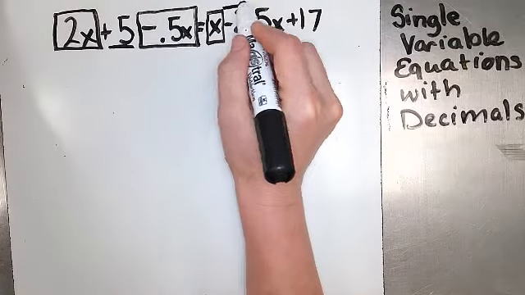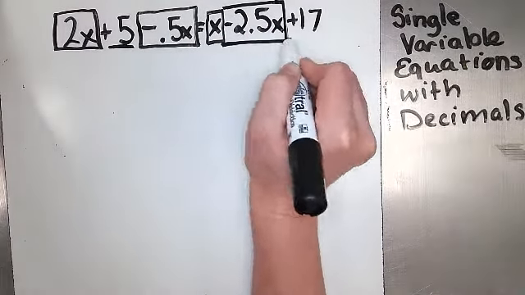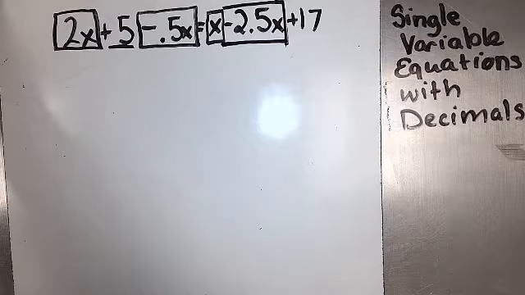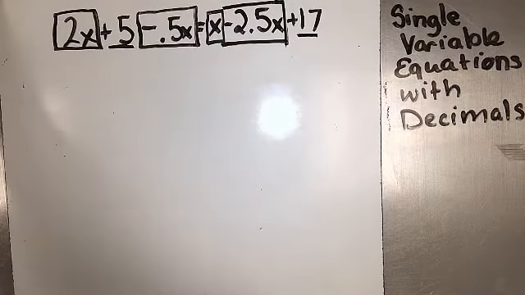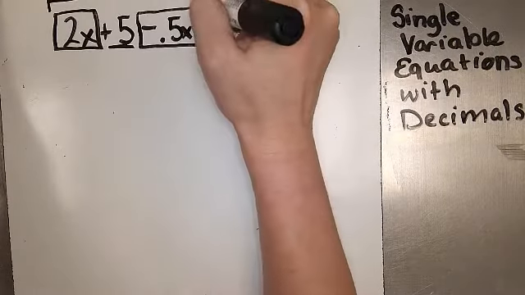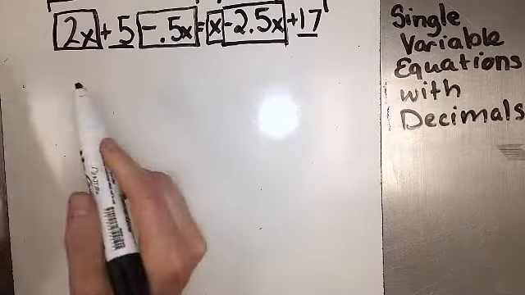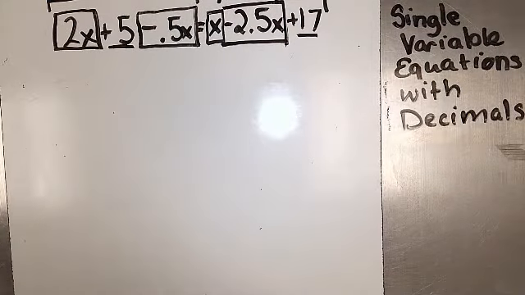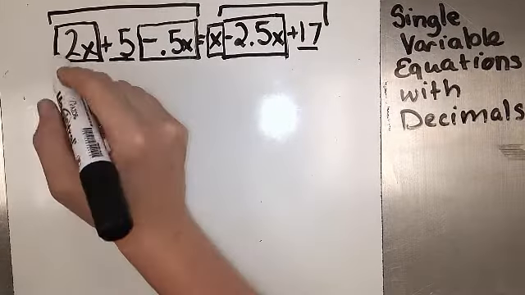Okay, now my second variable term on this side is negative 2.5x. So I'm going to put a box around that. And I have one constant term on this side. So now that I've identified my different terms, my variable terms and my constant terms, I'm going to take each expression. This is one expression. This is the second expression. So the one on the left side, and work with it first. Never do both expressions at the same time when you are combining like terms.